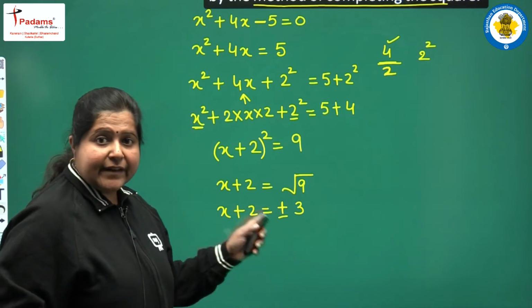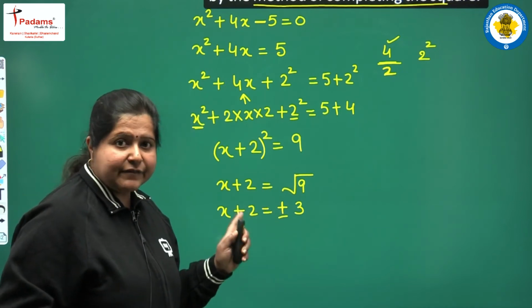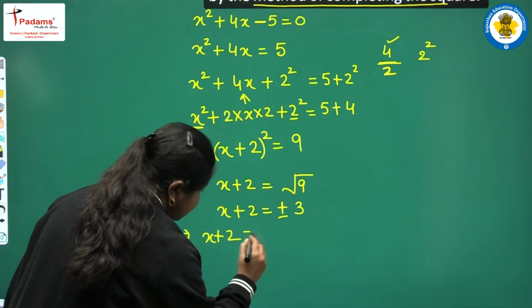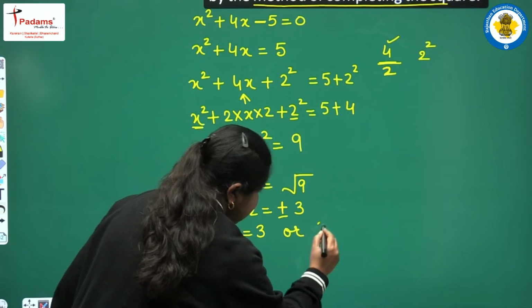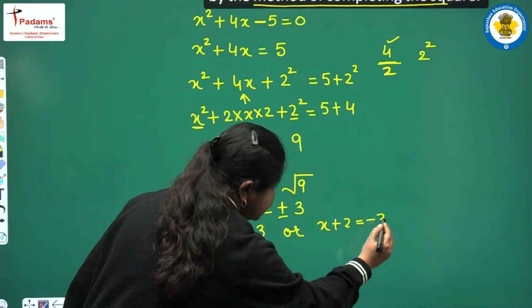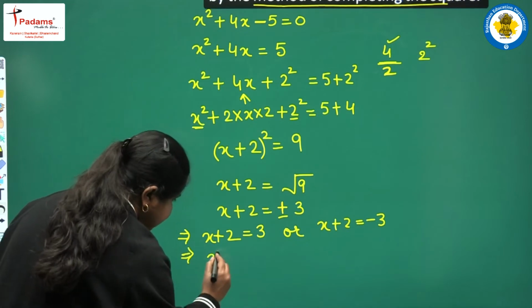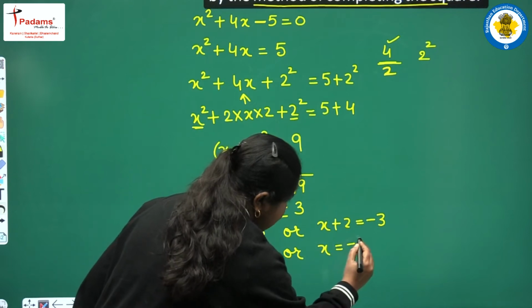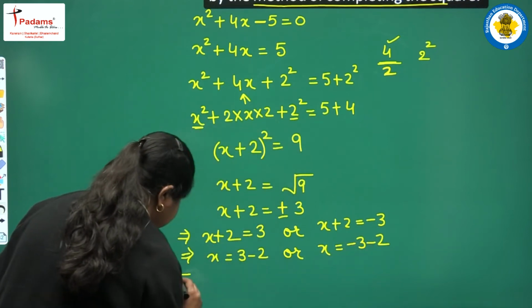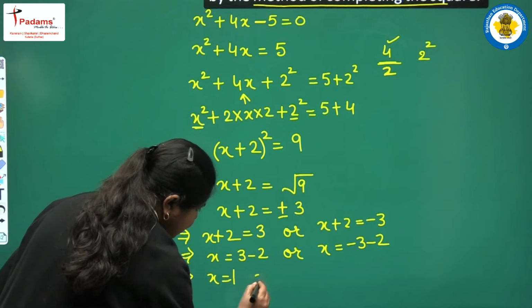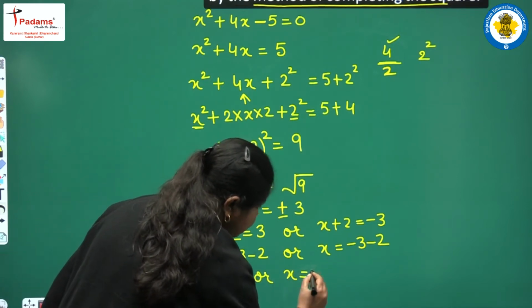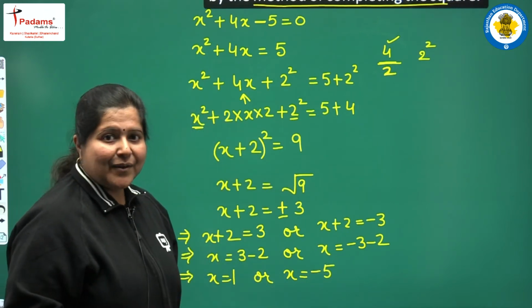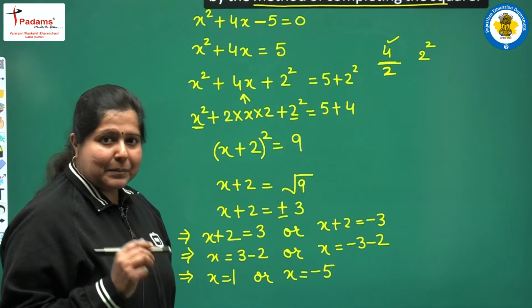Square root of 9 is 3, and we will be taking both positive and negative values. Now this means that either x plus 2 is equal to plus 3 or x plus 2 is equal to minus 3. From here, x is equal to 3 minus 2, or from here x is equal to minus 3 minus 2. From here, x is equal to 1 or x is equal to minus 5. So these are the two roots of this equation which we have found by the method of completing the square.